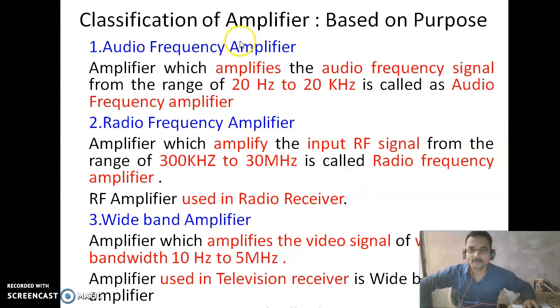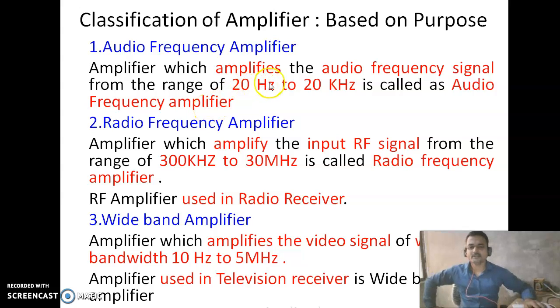Classification of amplifiers based on purpose. First of all, the audio frequency amplifier. Amplifiers are classified based on purpose as the audio frequency amplifier, the radio frequency amplifier, or the wideband amplifier. An amplifier which amplifies audio frequency signals in the range of 20 Hz to 20 kHz is called an audio frequency amplifier.